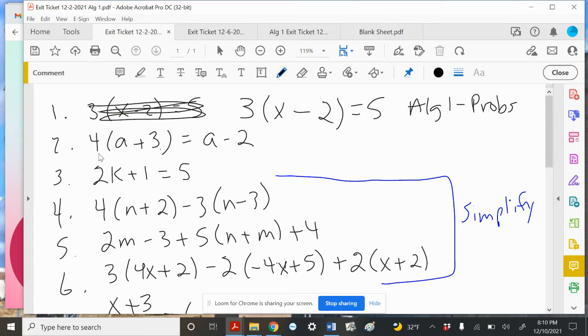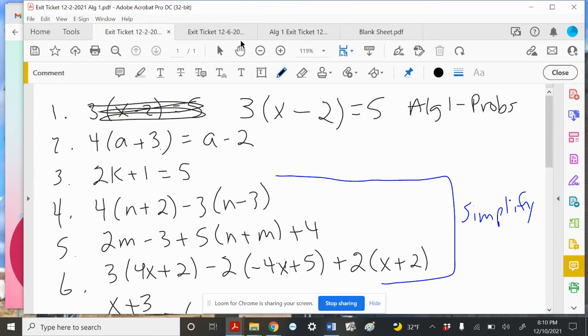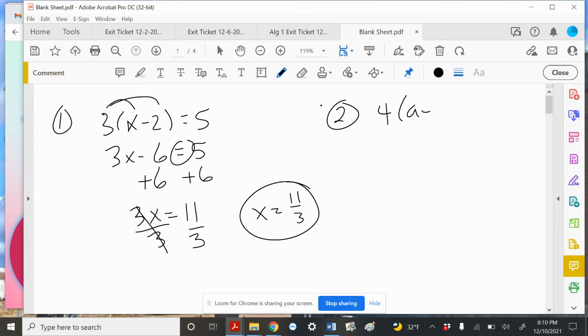So now I have 4 times a plus 3 equals a minus 2. Let me go back and look: 4 times a plus 3 equals a minus 2. Again, distribution is going to come first. I'm going to distribute that through. So that is 4a plus 12 equals a minus 2.